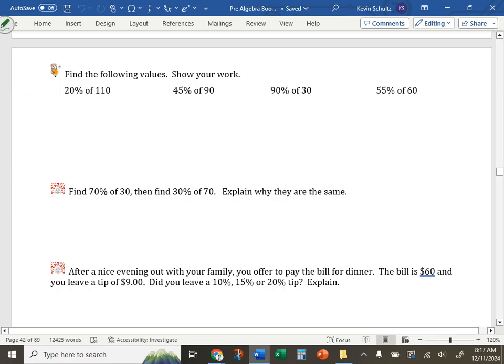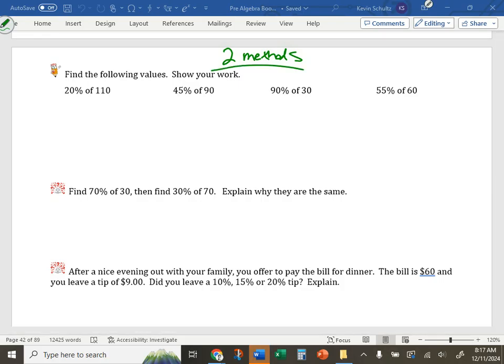So for your homework, which is going to be due tomorrow, find the following values, show your work. You need to use 2 methods. From the front, obviously, everyone's just going to use the multiplication method, right? Because it's super easy. You have to also show me either fractions or percentages. Not only does that prove to you that you've got it right, because if you get one answer using fractions and then a different answer using multiplication, that's not a good thing. All your answers should be the same.